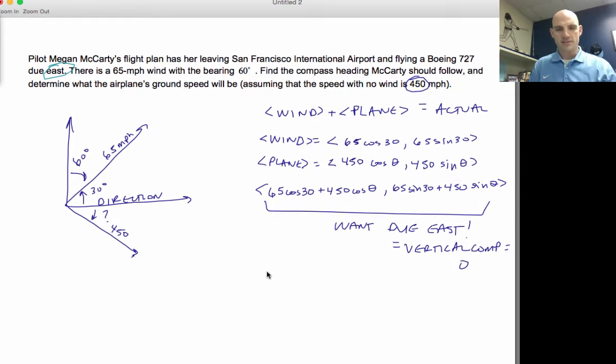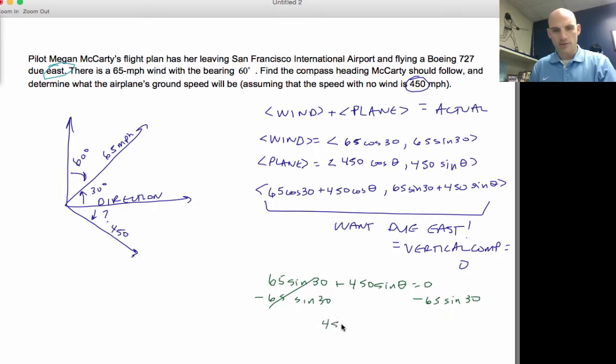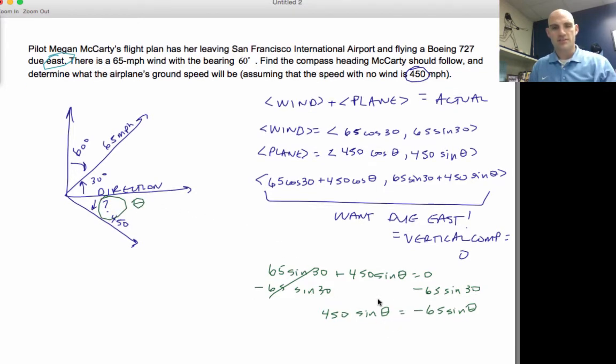So that means that I have 65 sine of 30 plus 450 sine of theta equal to 0. Okay, and so if I solve this, I'm going to do minus 65 sine 30 on both sides. So this goes away. So I have 450 sine theta equals minus 65 sine 30. Because I need to find the angle, right? I need to find what this angle here is equal to. That's what I'm solving for. That's the direction I need to go.